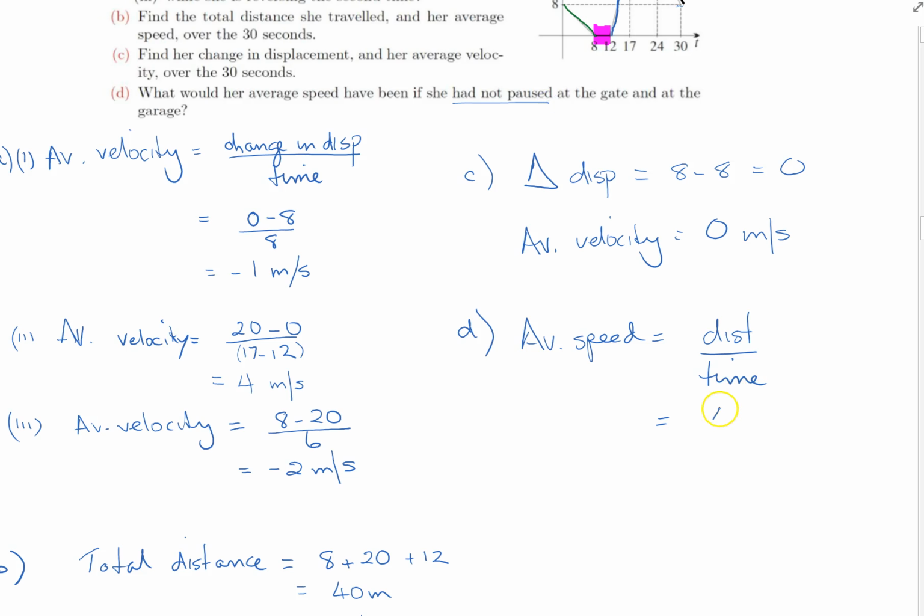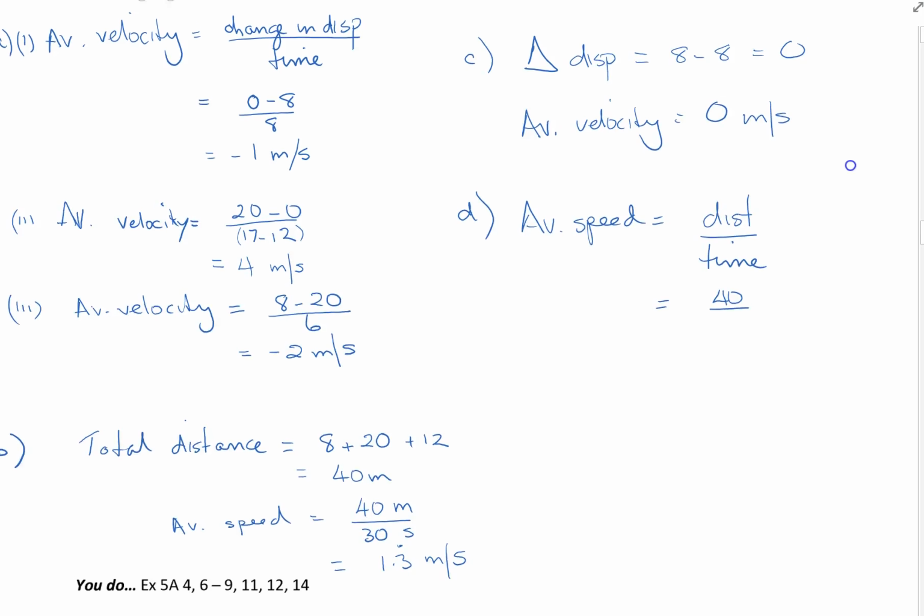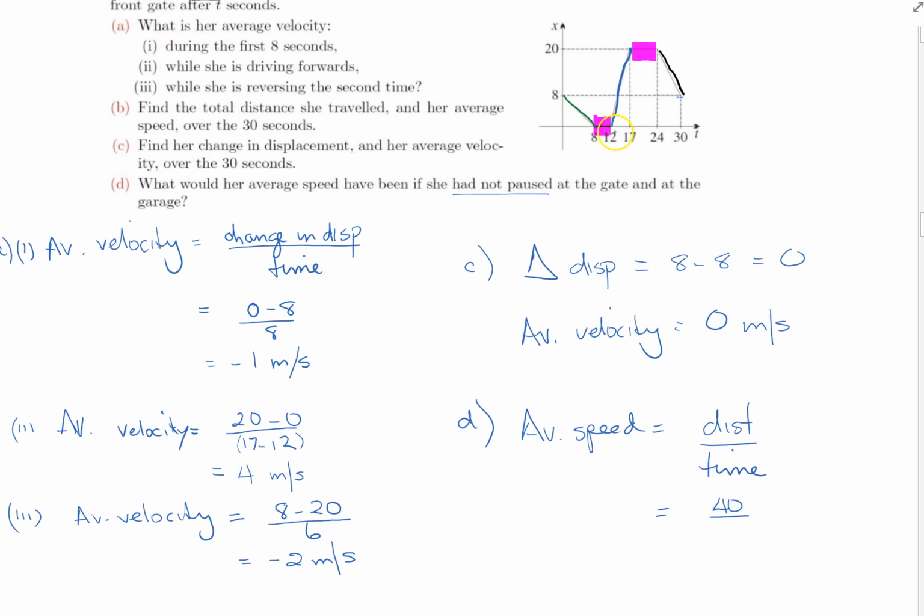So the total distance she travelled was 40, and we had that, it took her 30 seconds. Her pause time here is 4, and her pause time here is 7. Is that right? Yep, 7. And 4 is 11 seconds. So take 11 seconds out of 30 and you're down to 19. So whatever 40 on 19 metres per second would be, and I would just leave it like that. 19 is prime, so I'd just leave it like that.